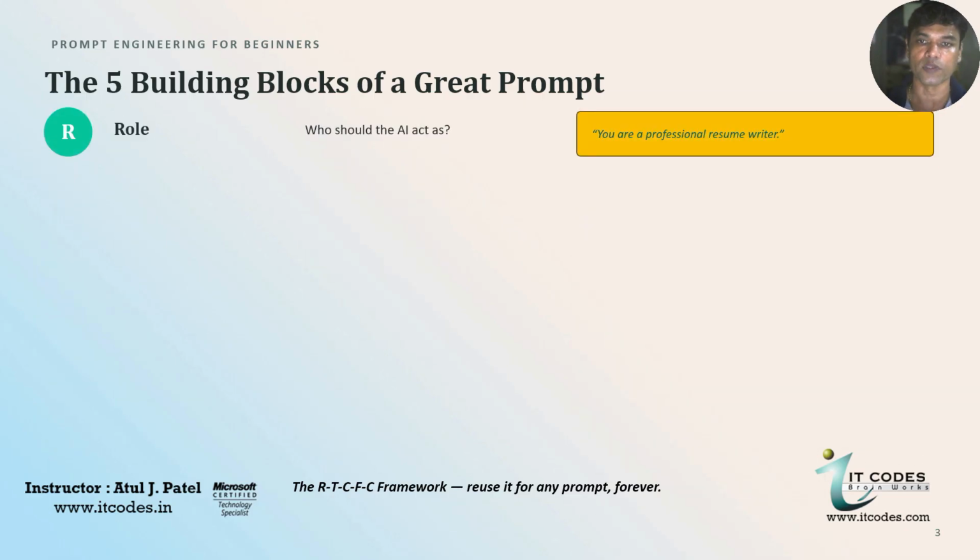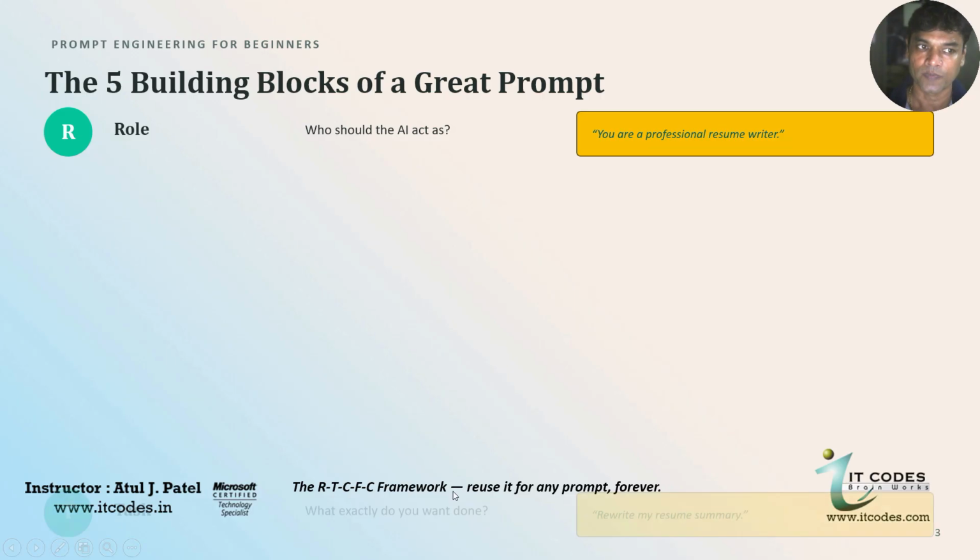First and foremost is role. So what does role specify? Role specifies what the AI should actually act as. So if I want to rewrite a resume in a short form or a summary form, we can say that you are a professional resume writer. So that will be my first line in my prompt. That is the role.